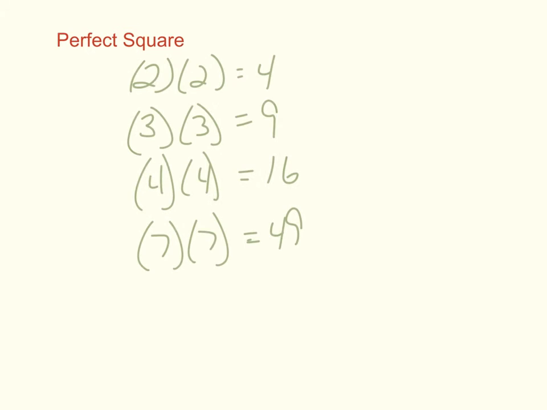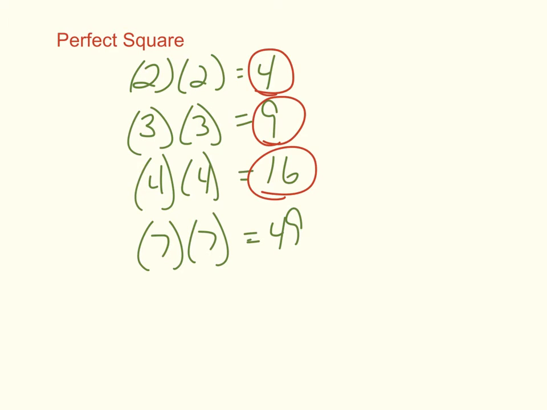Probably the easiest way to explain a perfect square is to look at some examples. 2 times 2 equals 4. That means 4 is a perfect square. 3 times 3 equals 9. 9 is a perfect square. 4 times 4 is 16. 16 is a perfect square. 7 times 7 is 49. 49 is a perfect square.